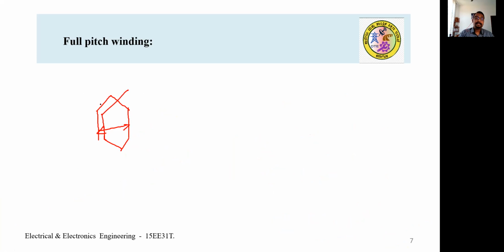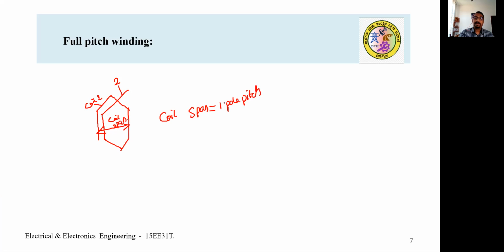Then this is coil number 1. This is the second coil. A coil has two sides. The distance between the two sides of a coil is called the coil span. Remember, if this coil span is always equal to one pole pitch.